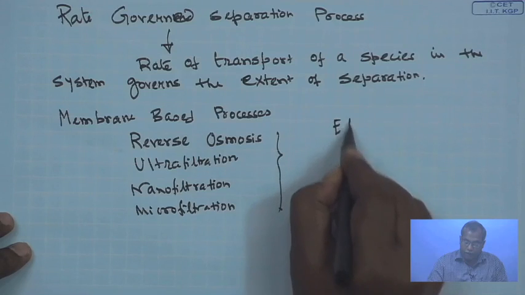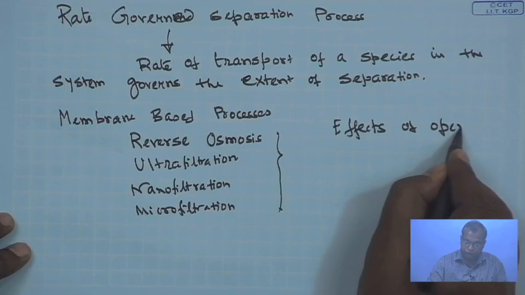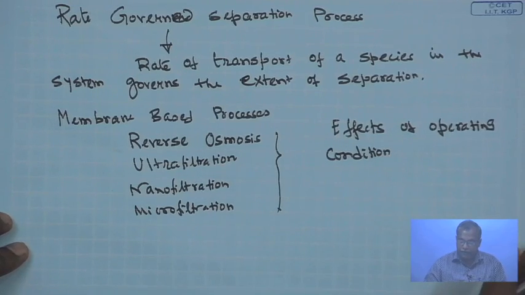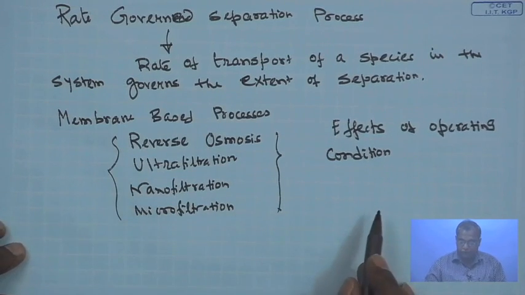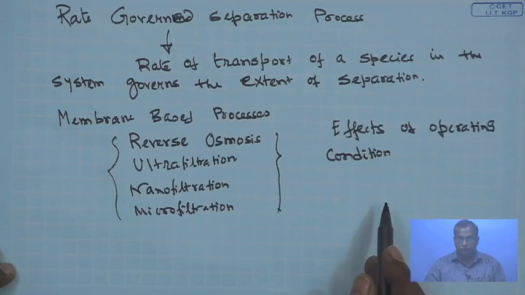So, effects of operating conditions are quite crucial in rate governed separation processes. For example, all these separation processes that I have given as examples are basically pressure driven separation processes. So, if we increase the major driving force, that is the pressure drop across the membrane, then the rate of transport of the species will be altered. So, one can go for a higher throughput or a higher extent of separation by controlling the operating conditions, or vis-a-vis by controlling the rate of transport of the species through the system. So, that is the difference between the equilibrium governed separation process and rate governed separation process.